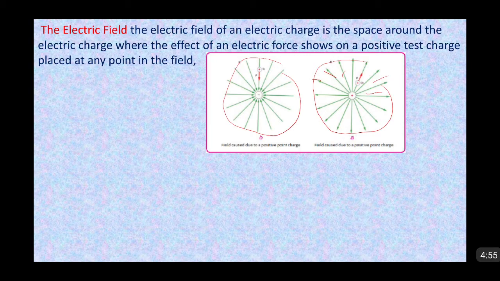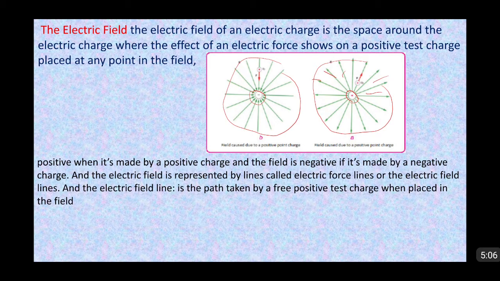But its direction is important. For example, this is a positive and this is a negative electric charge. The field is positive when it is made by a positive charge, and negative if it is made by a negative charge. An electric field is represented by lines called electric force lines or electric field lines. The electric field line is the path taken by a free positive test charge when placed in the field.